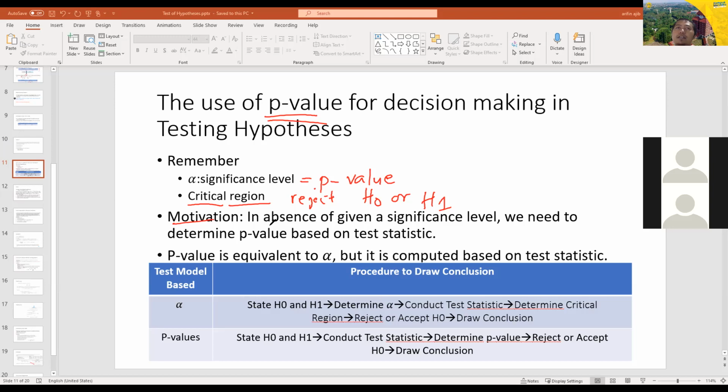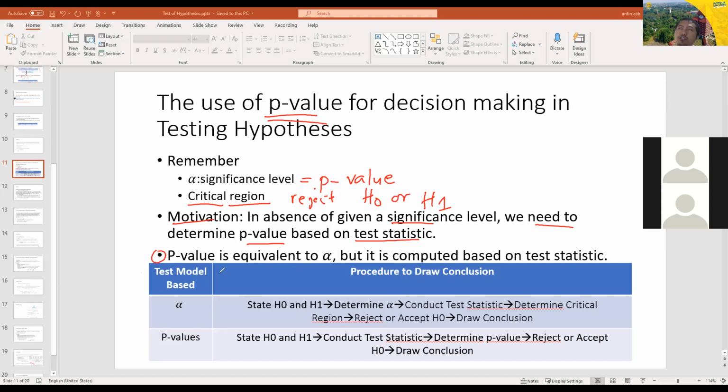In the absence of a given significance level, for example, when we don't know the significance level, or the problem does not give a standard significance level, we need to determine the p-value based on the test statistic. The p-value is actually equivalent to the significance level, but the process is different.